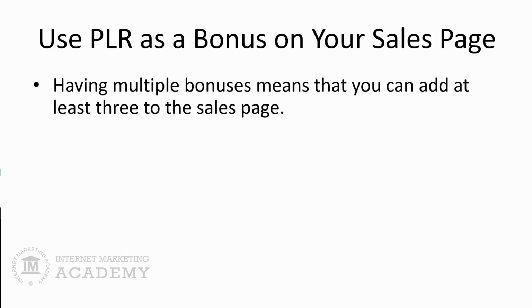Now, having multiple bonuses means that you can add at least 3 to the sales page, and that's really what you should be looking to add. That tends to be the average of people who are selling information products.